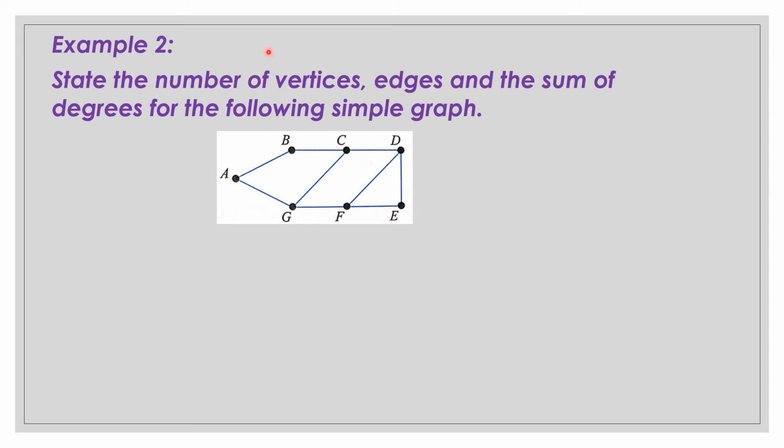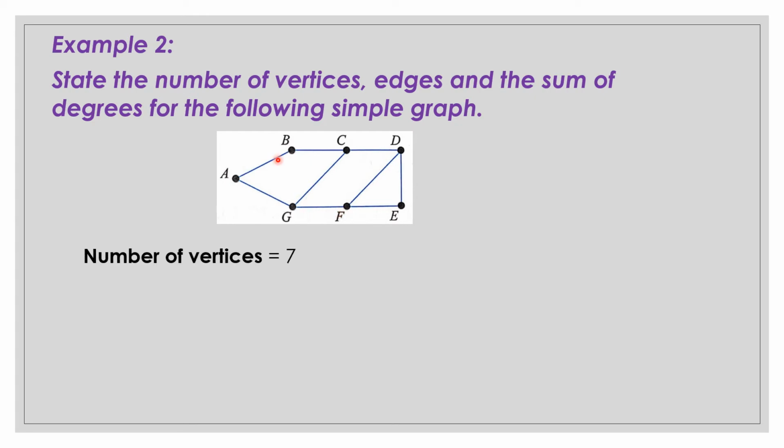We look at another example. State the number of vertices, edges, and the sum of degree for the following simple graph. The number of vertices is very easy. You just have to count how many vertices there are here. So 1, 2, 3, 4, 5, 6, 7. So you have 7 vertices.